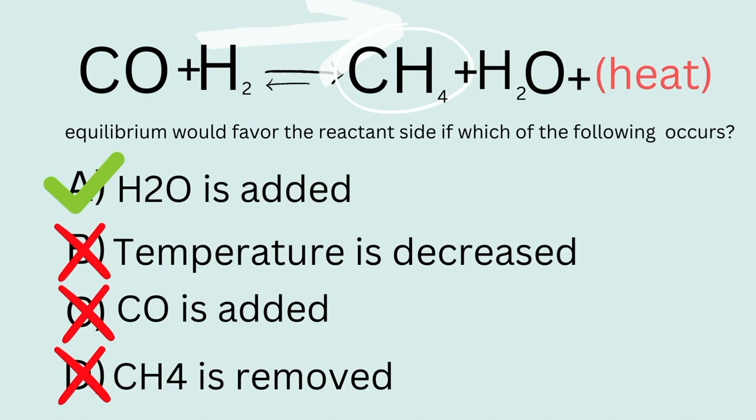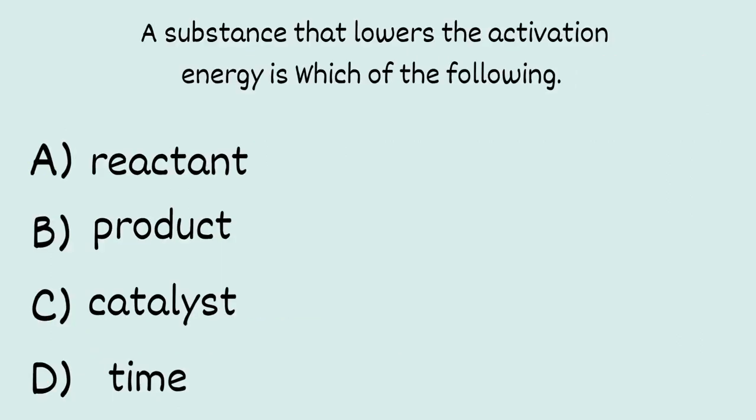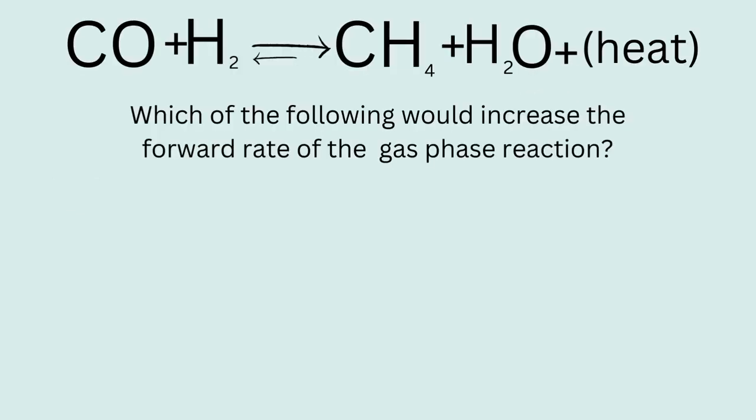Awesome. So next question. A substance that lowers the activation energy is which of the following? Our answer here is catalyst. This question comes up a lot on the practice questions. Make sure you know exactly what a catalyst does, what it's used for, and how it relates to reaction rates.